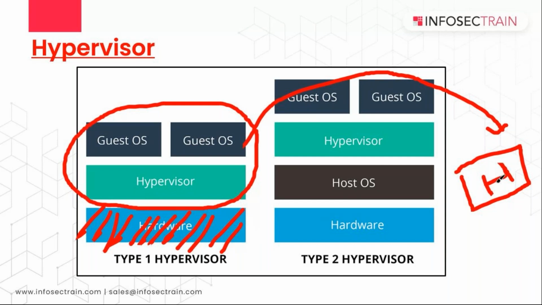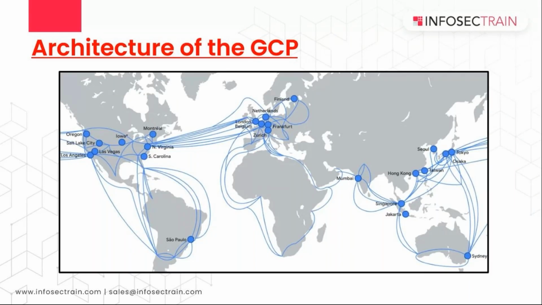It is first of all pretty complicated, and definitely this type 1 hypervisor is the one used at the enterprise level. More specifically, if any of you have any idea or exposure of data centers, definitely in data centers they use this type 1 hypervisor, which needs a special kind of hardware configuration to run the hypervisor over it. Okay, so now let's talk about the architecture of the GCP.